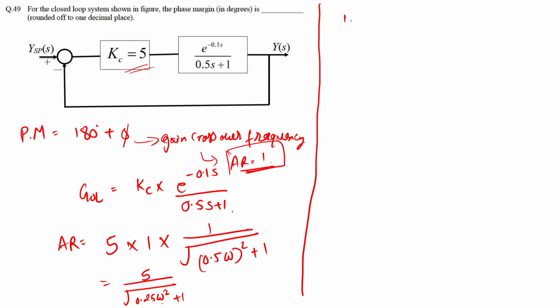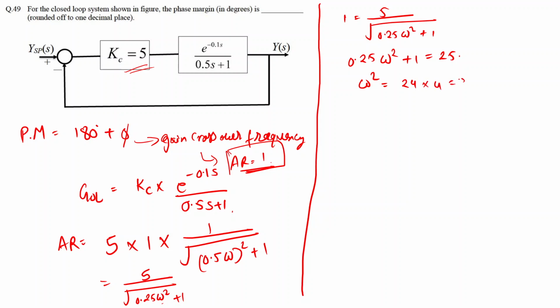So this will become 1 is equal to 5 upon under root of 0.25 omega square plus 1. So this will become 0.25 omega square plus 1 is equal to 25, that is omega square, we can write it as 24 into 4, which is equal to 96. That is, we find this gain crossover frequency as under root of 96, that is 9.798.